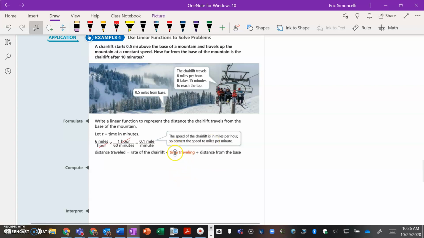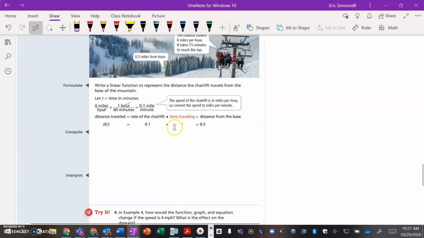If we continue, the distance traveled equals the rate of the chairlift times the time traveling, plus the distance from the base. As such, d(t) is equal to 0.1, which we just ended up with, miles per minute, times t. T is unknown. We don't know how long it's going to take total, plus 0.5 miles from the base. The distance of the chairlift from the base of the mountain at any time is represented by the linear function d(t) = 0.1t + 0.5.